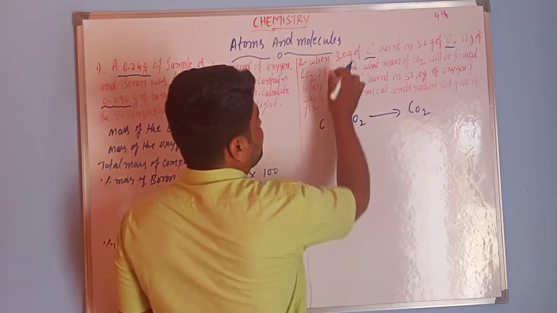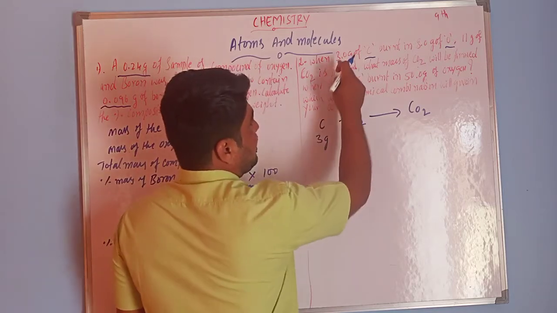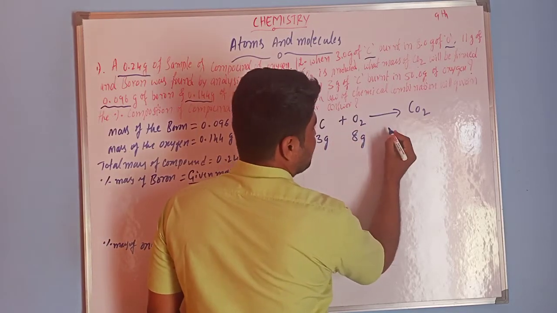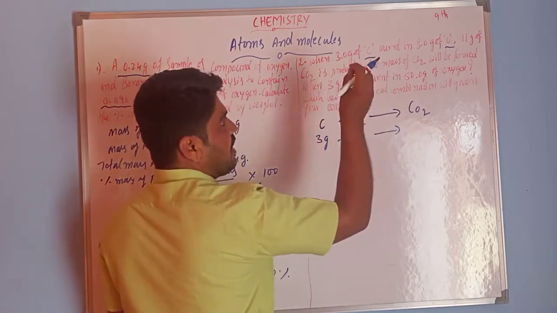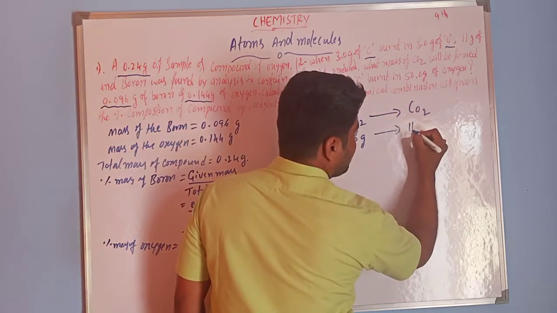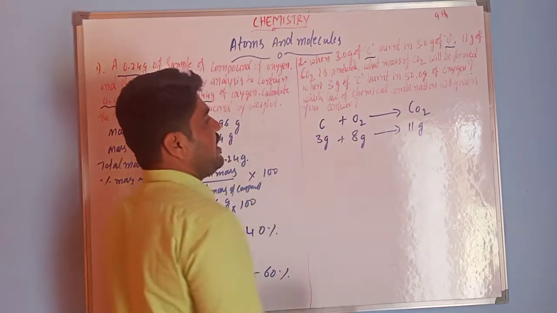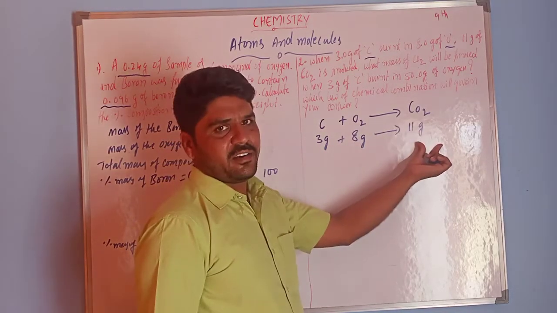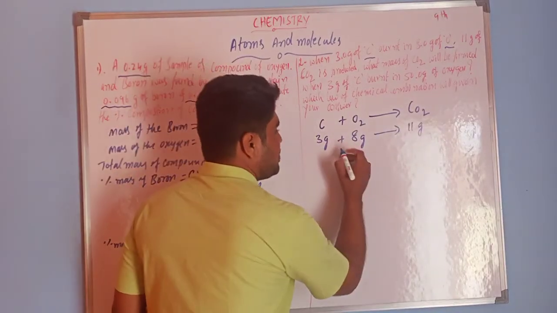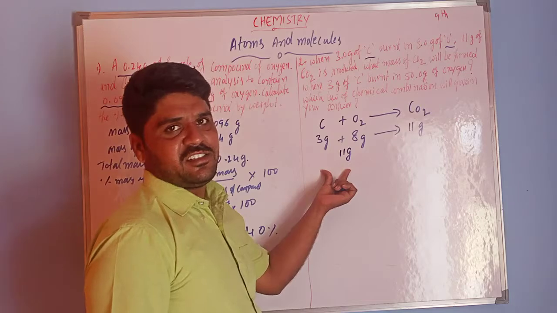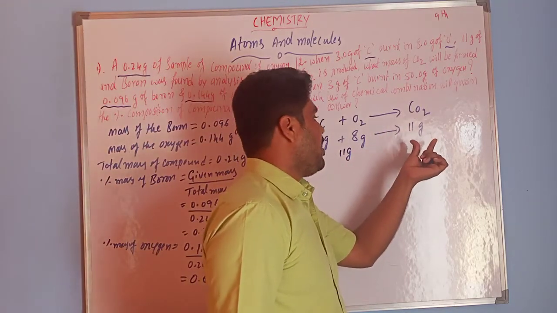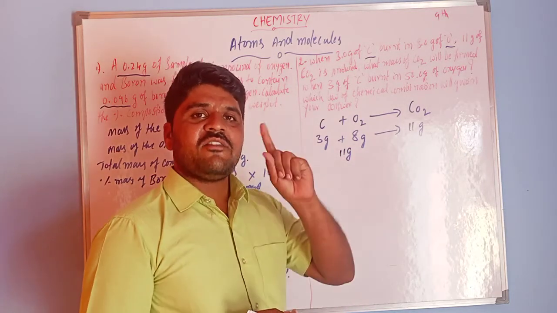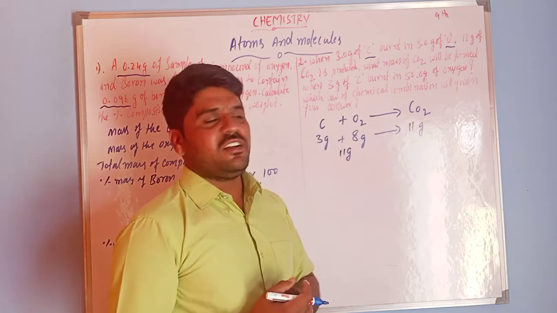Next, how many grams? 3 grams of carbon burnt in 8 grams of oxygen. How many grams of carbon dioxide is formed? 11 grams of carbon dioxide is formed. So now you have to calculate the mass of reactants. These are the reactants and this is the product. So 3 plus 8, how much? 11 grams of reactants, and 11 grams of products. So that means this chemical reaction follows the first law of chemical combination. Which is the first law?